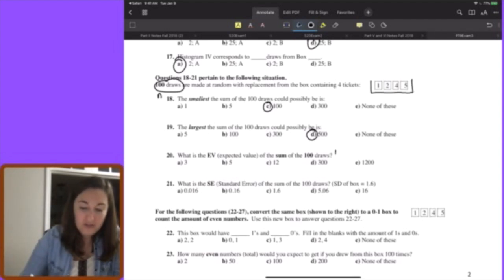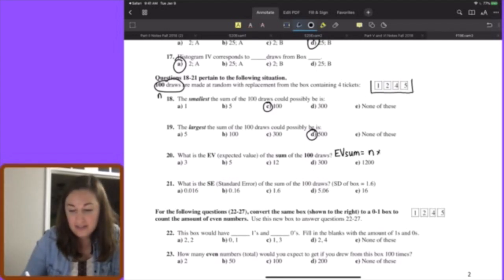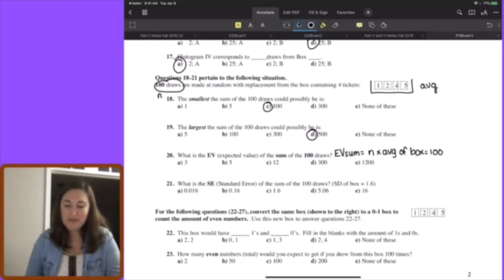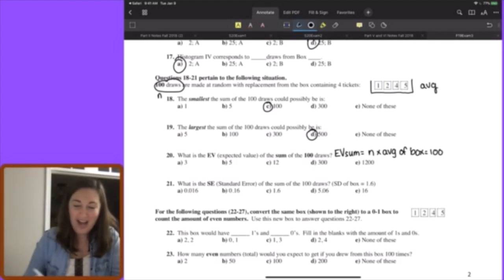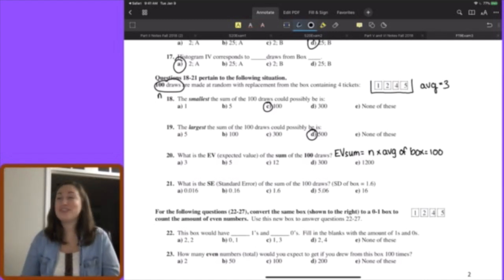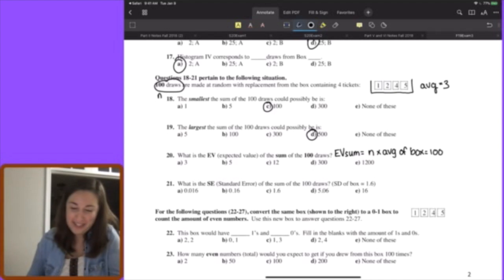So the expected value for the sum is just n times the average of the box. So n in this case is 100. And let's see, the average of this box, if I add these up, I should get 4, right? 3. Why can't I do math? 12 divided by 4, 3. I should get 3. So then that would be 100 times 3, which is 300.